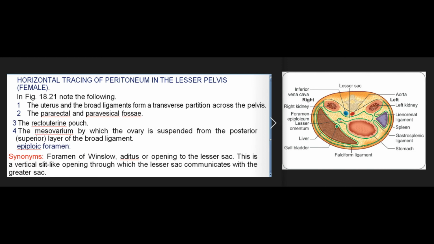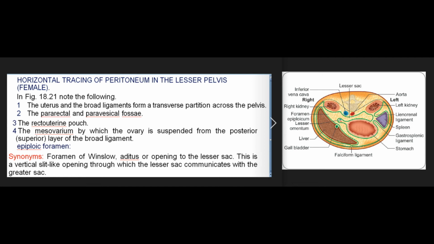Horizontal tracing of peritoneum in the lesser pelvis, female. In Fig 18.21 note the following. 1, the uterus and the broad ligaments form a transverse partition across the pelvis. 2, the pararectal and paravesical fossae. 3, the rectouterine pouch. 4, the mesovarium by which the ovary is suspended from the posterior, superior layer of the broad ligament.